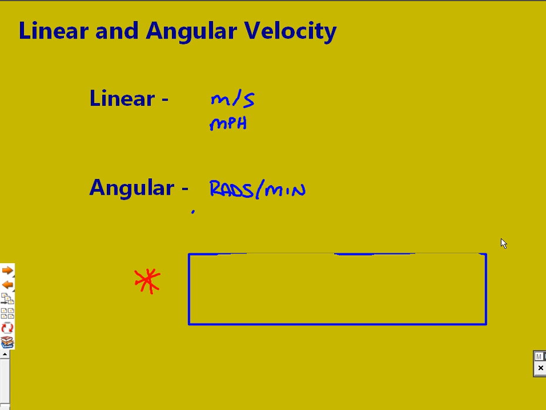Applications that we're going to go through throughout the year. Linear and angular velocity is the first one we're going to hit here with trig. Linear velocity is velocity that you've talked about forever in your math and science classes. It's just a straight line speed.